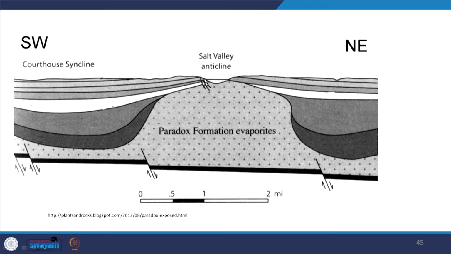Now, you see salt valley anticline. Salt valley anticline: due to expansion, removal of the overburden occurs, and due to removal of the overburden it becomes a valley. So this is another example of physical weathering by salt dome expansion.